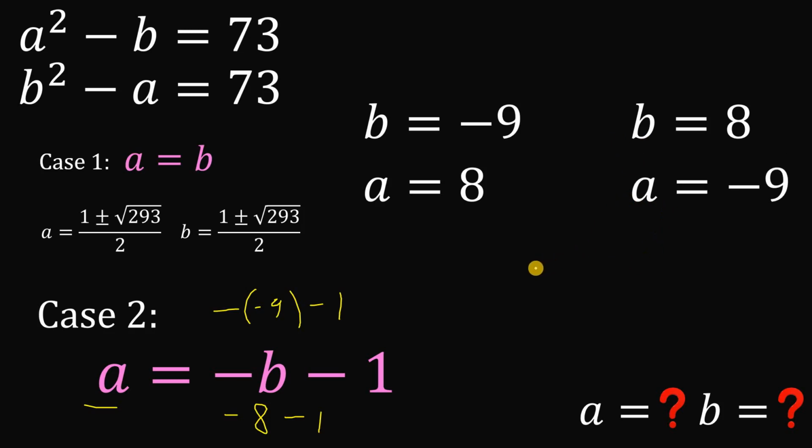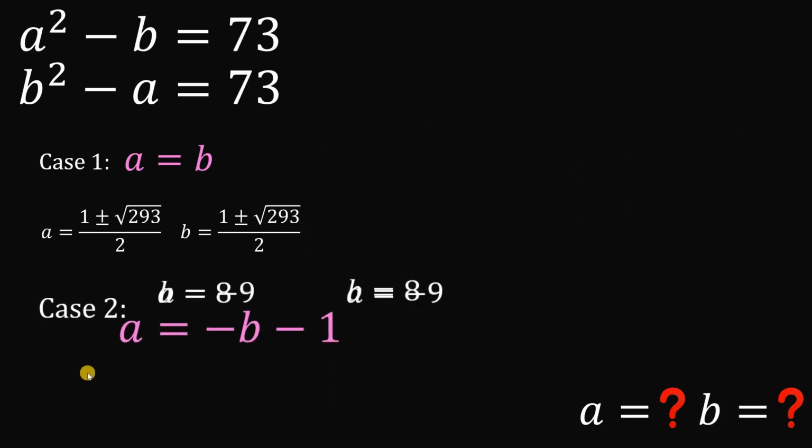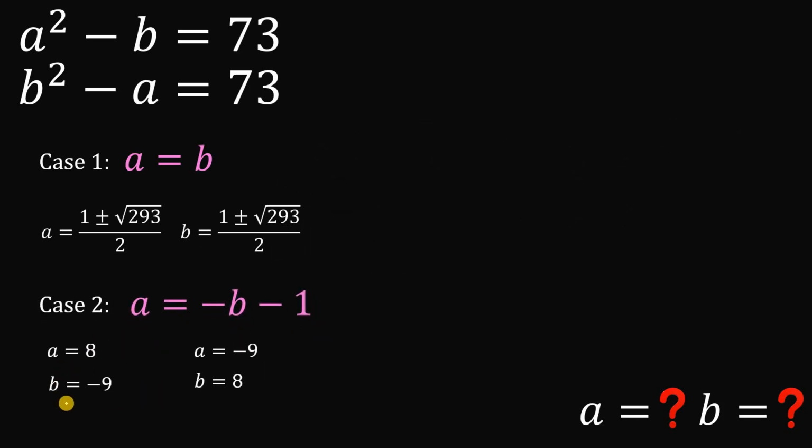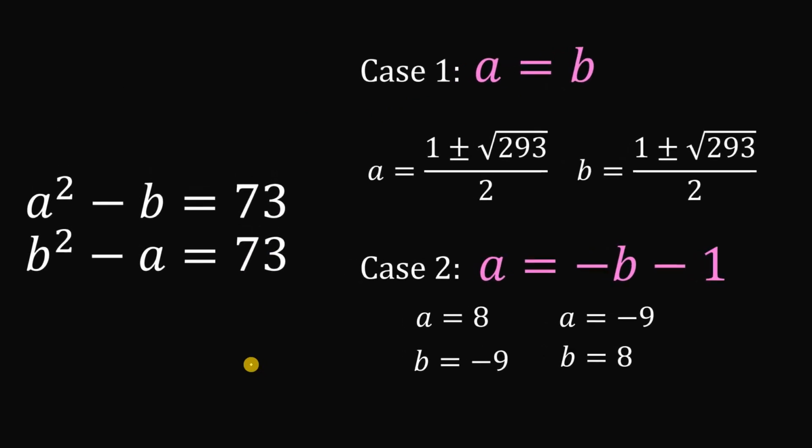So for case number 2, we also get two possible pairs of a and b. If a is 8, b equals negative 9. And if a is negative 9, b equals 8. And those are the values of a and b that satisfy the given equations, a squared minus b equals 73, and b squared minus a equals 73. And as always, we are done.